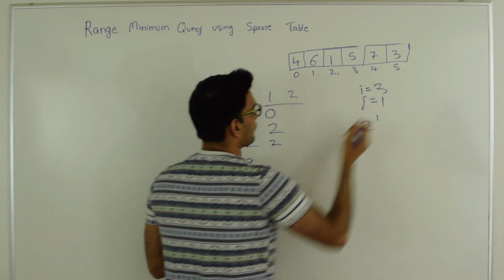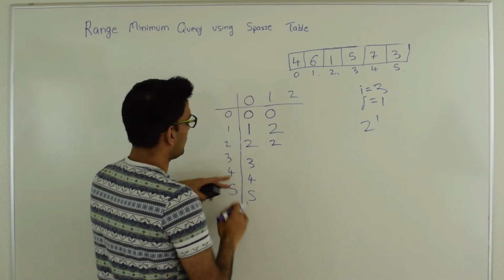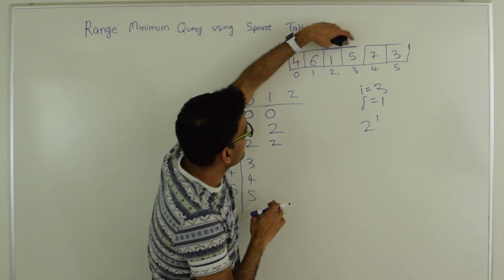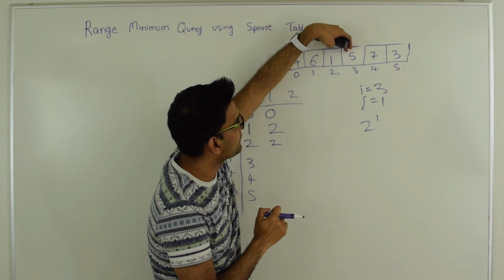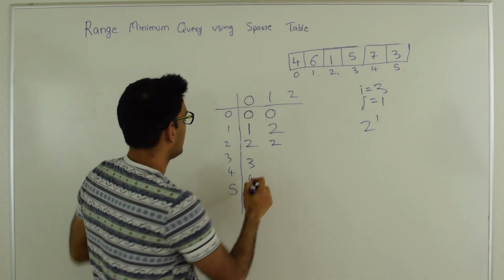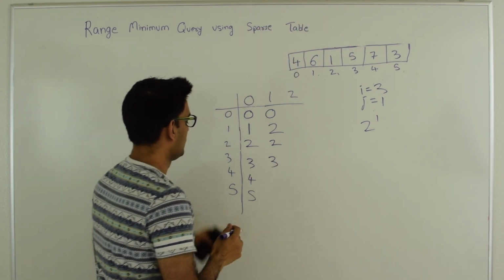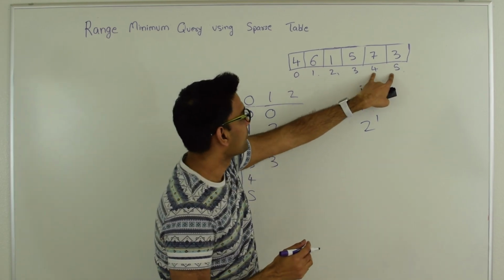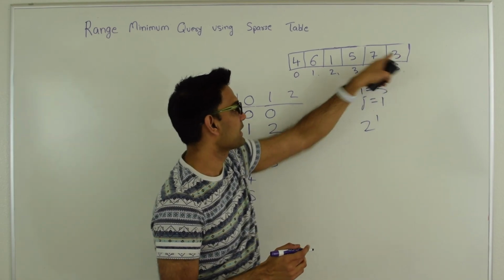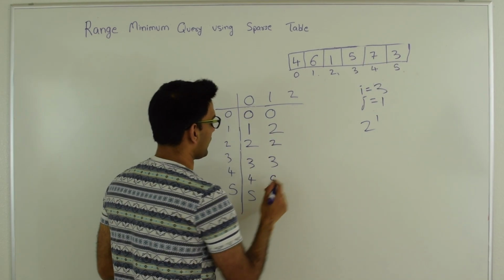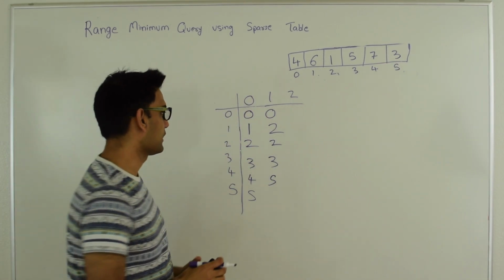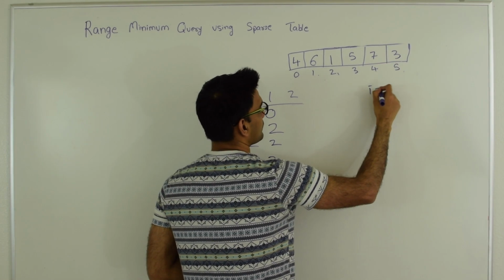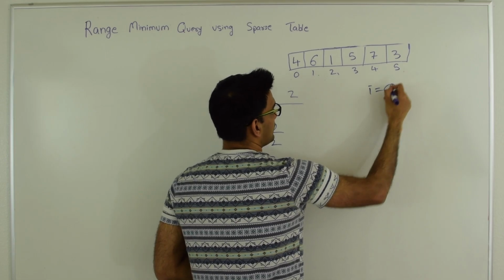Now i becomes 3. So we are here, minimum of 3 and 4: at index 3 is 5 and at index 4 is 7. Minimum of 5 and 7 is 5, so this value becomes 3. And finally, between 4 and 5, minimum is 3, index of 3 is 5, so this value becomes 5. If it's not clear, it will get clearer as we move on to the next stage.